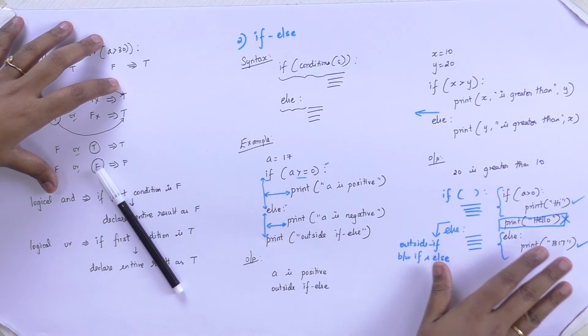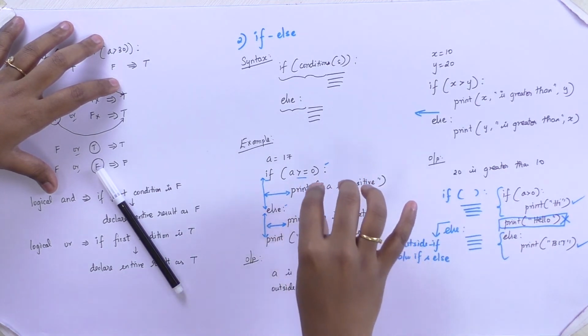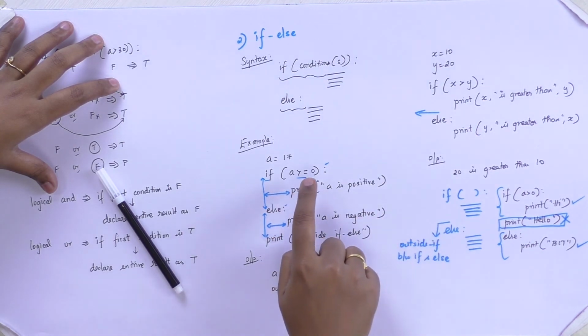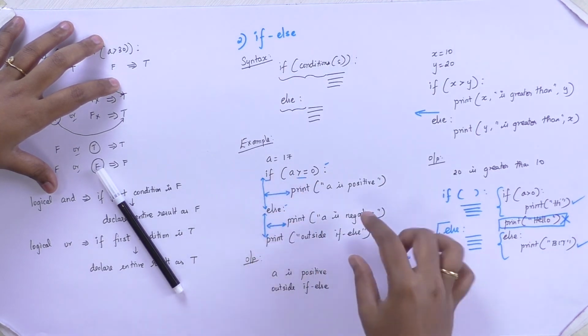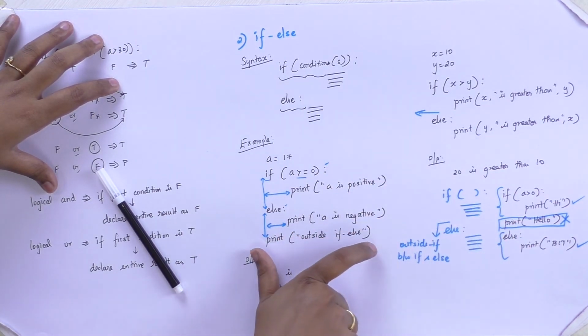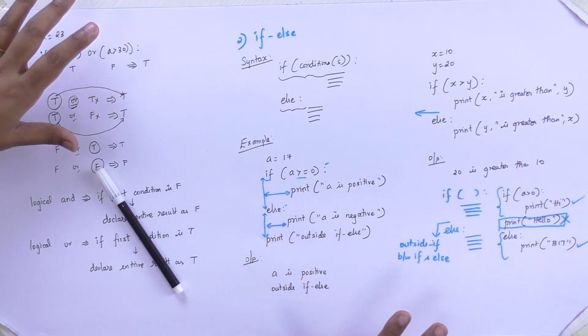So I repeat it: when you're writing if else, if the condition given is true, the if block will get executed and else will get skipped. If the condition given is false, the if block will get skipped and else will get executed. And after that, whatever instruction is present after the if and else block will get executed in a sequential manner without any problem.